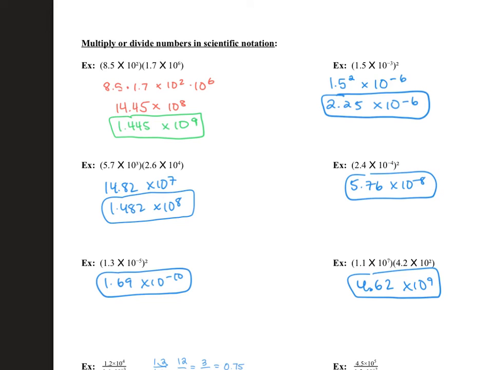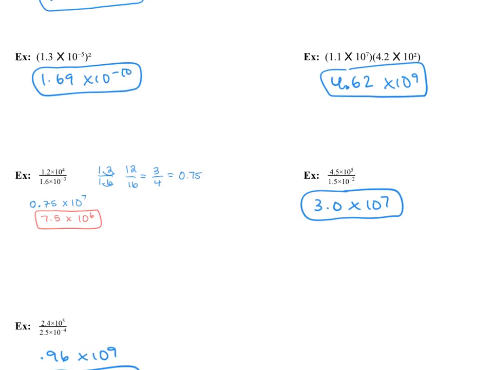On the next example, 2.4 times 2.4, because it's getting squared, is 5.76, and then 10 to the negative fourth to the second is 10 to the negative eighth. There's only one digit before the decimal, so I don't have to adjust at all. Same thing here, 1.3 squared is 1.69, and then 10 to the negative 5 squared is 10 to the negative 10th, already in scientific notation. 1.1 times 4.2 is 4.62, 10 to the 7th times 10 to the 2nd is 10 to the 9th.